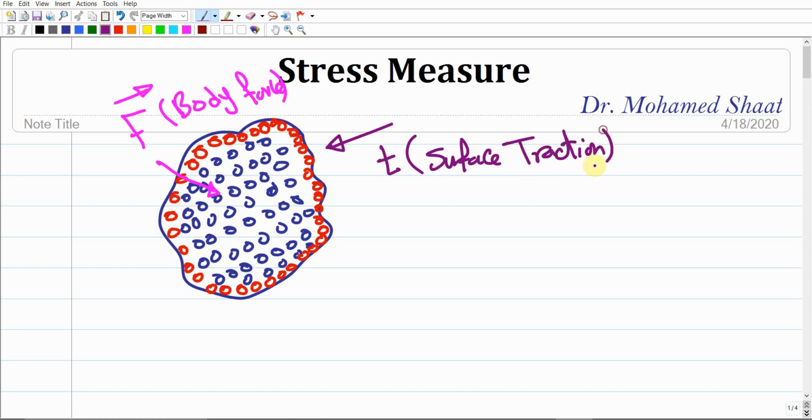Tractions, this is like a force. This is a common name that we agreed to give to these forces already acting on this particle located over the surface. But you should understand that this T is a special type of force, again acting only on the particle located over the surface.